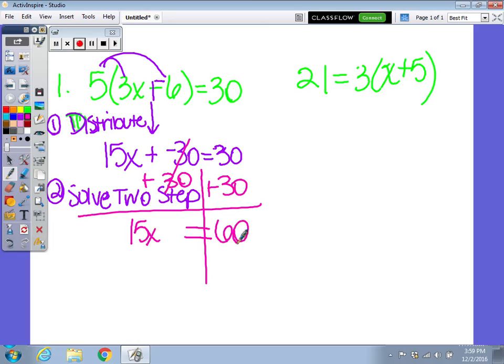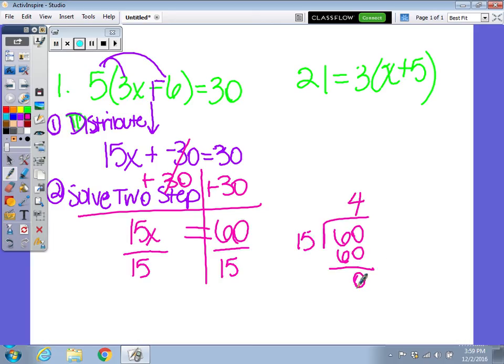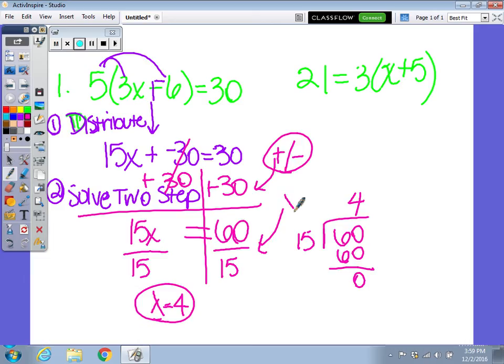I see 15 times x. I want to do the opposite, which is division. So I'm going to divide using a fraction bar. If you need to come off to the side, go ahead and do this division over here, but not in your problem. So this goes in 4 times, I get 60. Okay, so my answer is x equals 4, and that's how you should work every single time. Your first step is either going to deal with addition or subtraction always. Your second step is going to deal with multiplication or division always. Okay, you have to remember that.